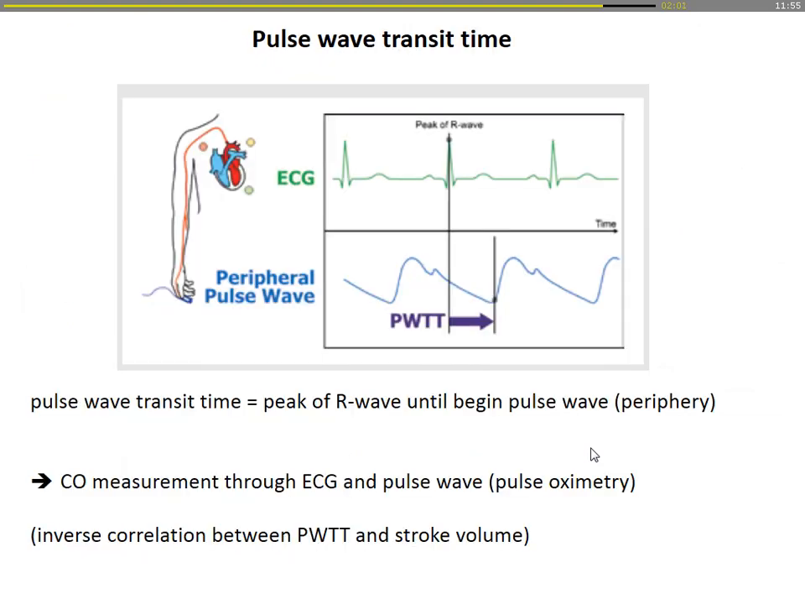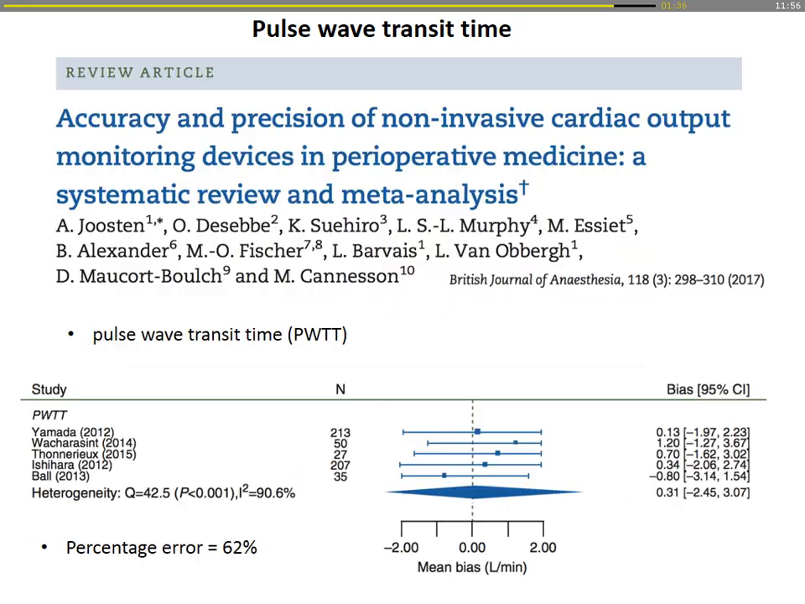The last technique is the pulse wave transit time. It just uses the distance from the R wave of the ECG to the moment when the signal is arriving in the periphery. You could measure this by the arterial wave, or even non-invasively with a pulse oximeter. And there's an inverse correlation between the time this takes and the stroke volume. So the higher the stroke volume, the shorter the time.